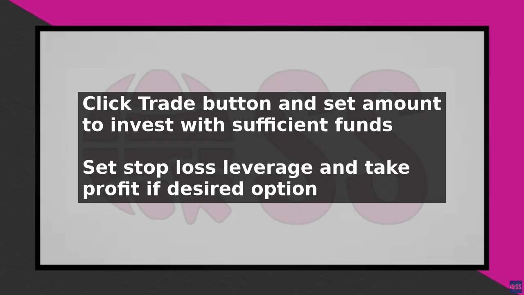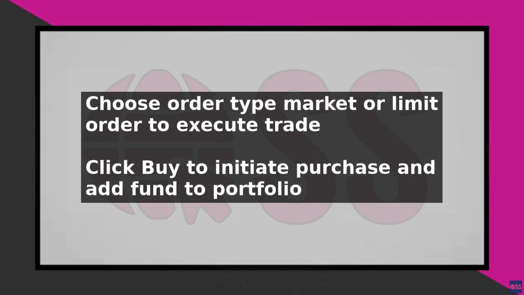If desired, choose the order type, either a market order, which executes the trade immediately, or a limit order, which buys the fund at a specified price. After configuring your trade settings, click Buy to initiate the purchase. The trade will be executed when the market opens, and the index fund will be added to your portfolio automatically.